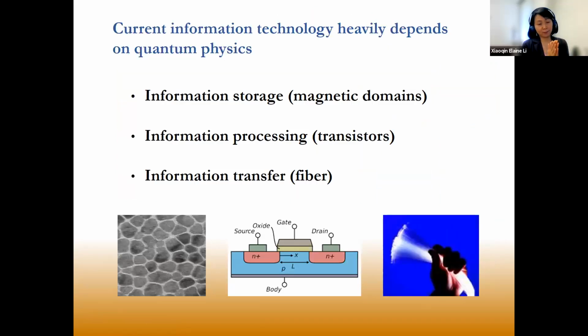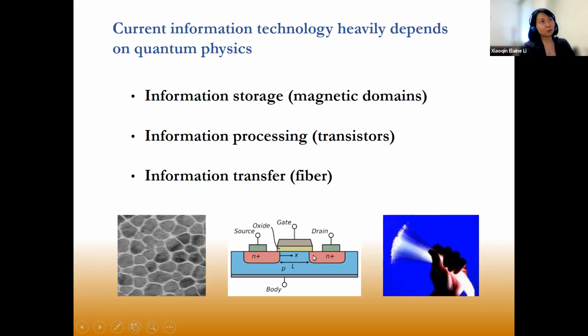So one way to put a framework on a lot of our projects is we want to contribute to information technology in general. And if you think about current information technology, quantum physics already plays a major role. So we do information storage in magnetic thin film with these tiny domains. The domain size is already on the order of 10 nanometers. There's a challenge to keep shrinking these domain sizes, and thermal energy will cause instability as we keep going to smaller size domains.